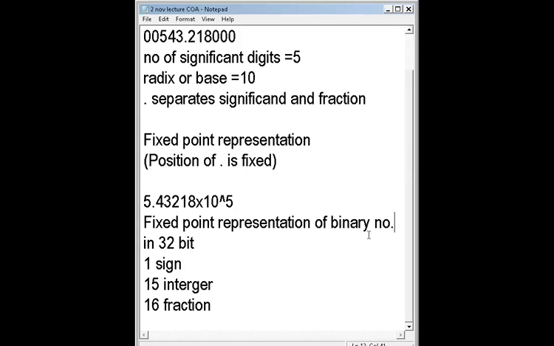Fixed point representation of a binary number in 32-bit involves the leftmost bit, also called the most significant bit, MSB, for sign, 15 bits for the integer, and 16 bits for the fractional part.